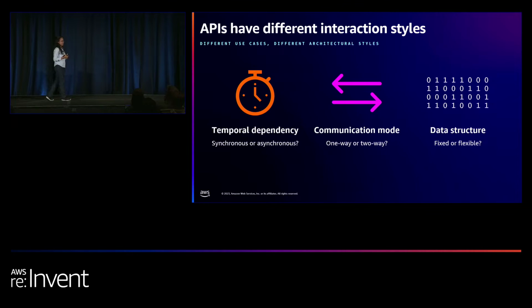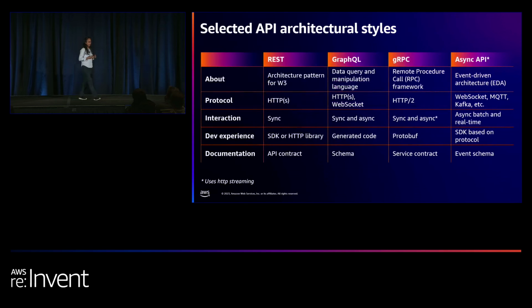Once you've identified the access pattern, the next step is to map it to an API architecture style. You can think of API architecture style as a set of guiding principles when it comes to designing APIs. It is a little bit like choosing an application development framework. So we've listed some of the common API architecture styles here. Each one has its own way of modeling the problem space.